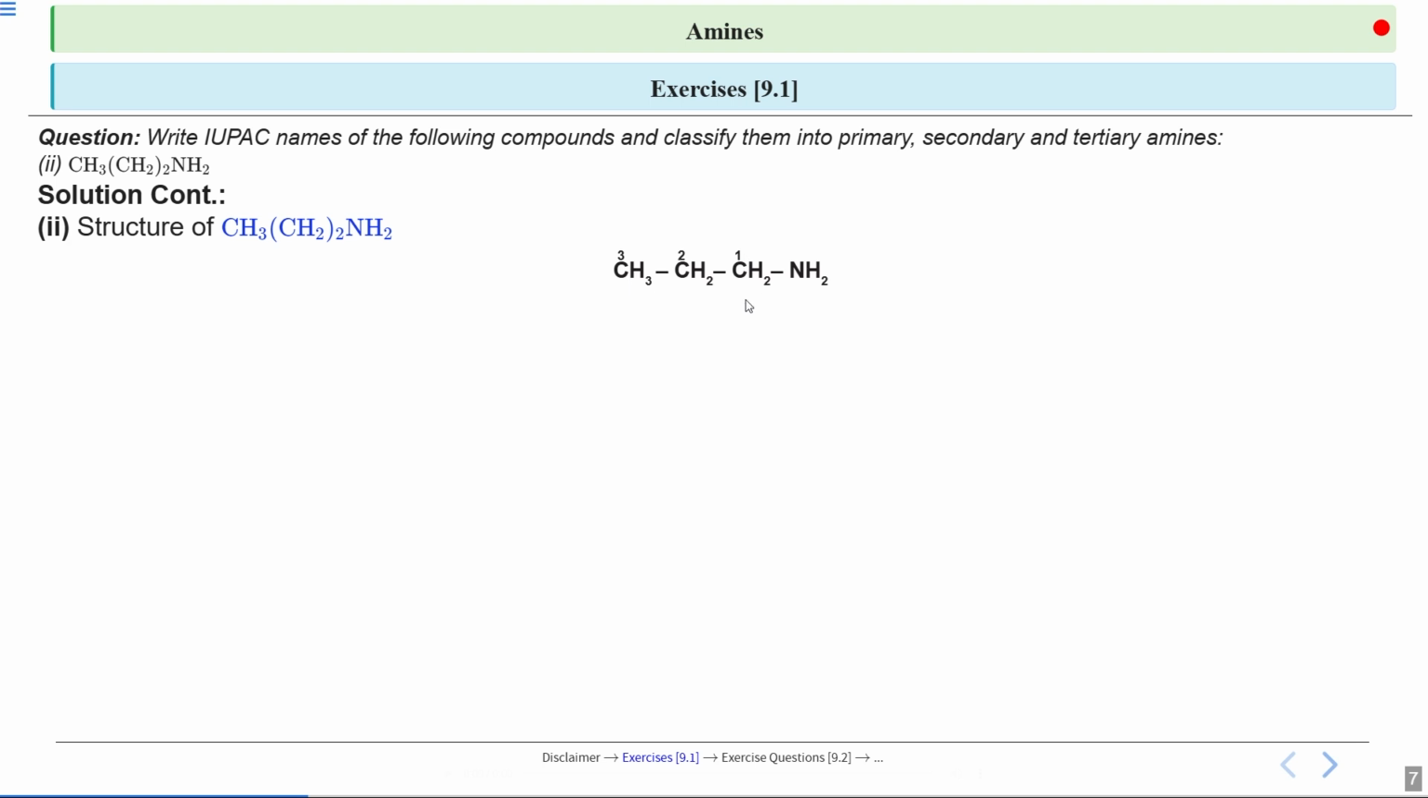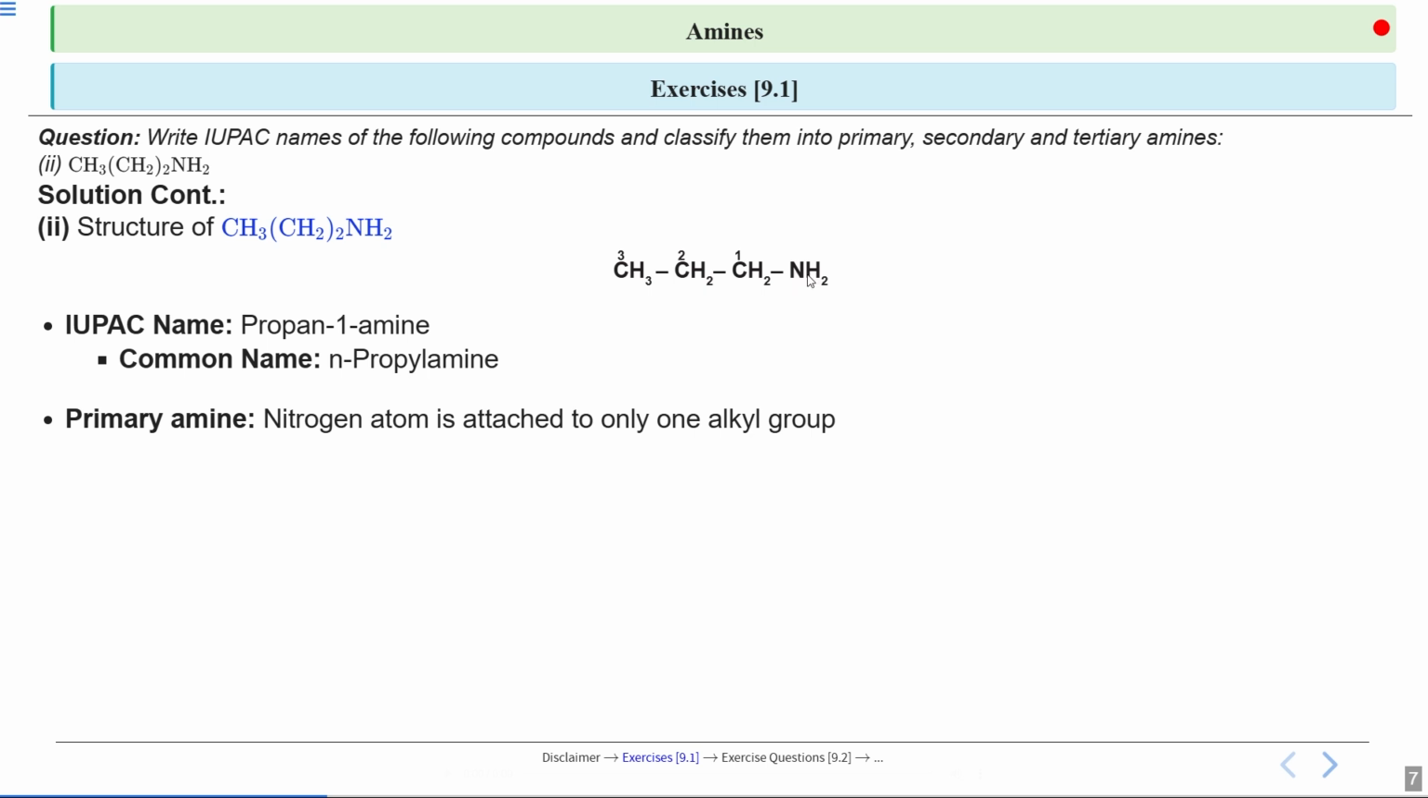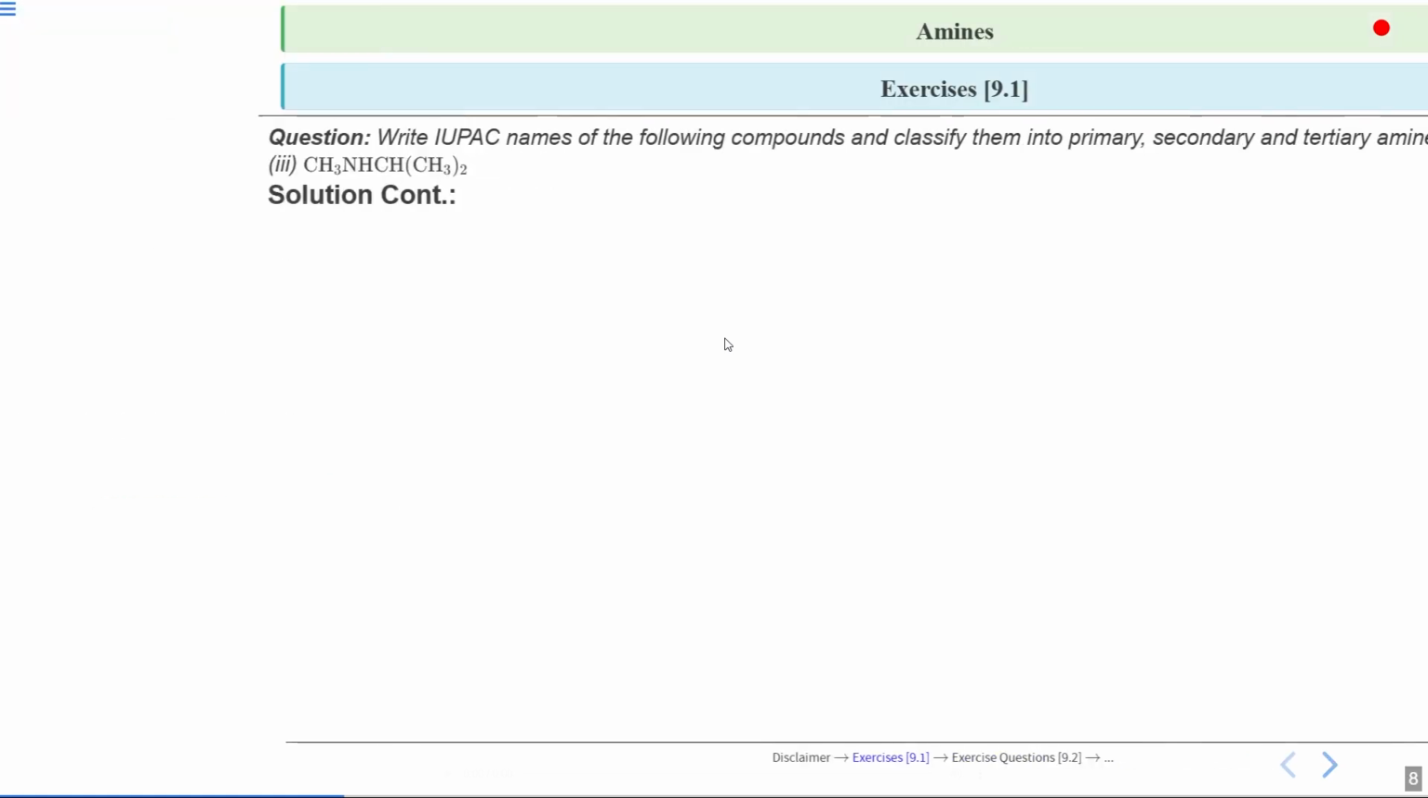The longest carbon chain is of 3 carbon atoms, so the IUPAC name will be propane-1-amine. 1 indicates that the NH2 group is attached to the first carbon. The common name will be n-propylamine. N indicates a straight, simple hydrocarbon chain with no branching. This nitrogen is also connected to 2 hydrogens and this alkyl group, so this will also be a primary amine. Now let's see the third part of this question.